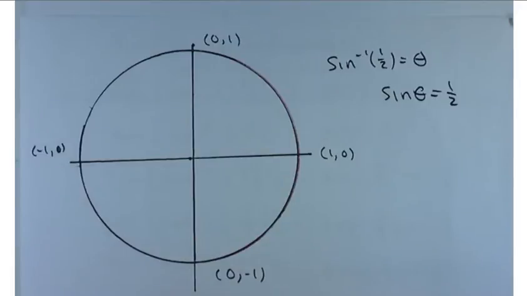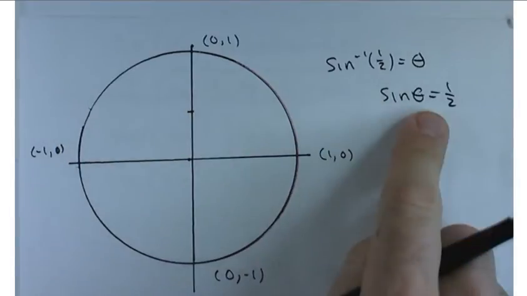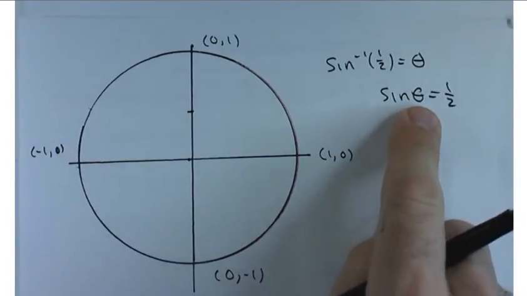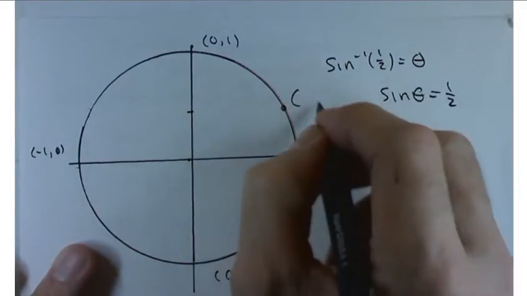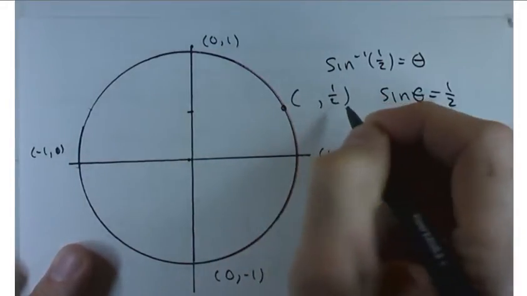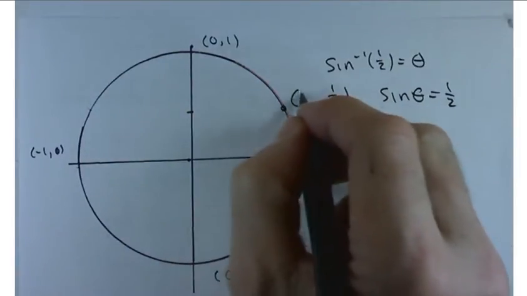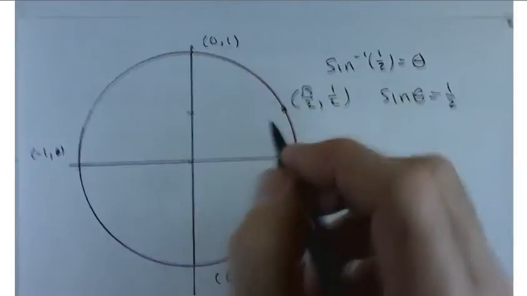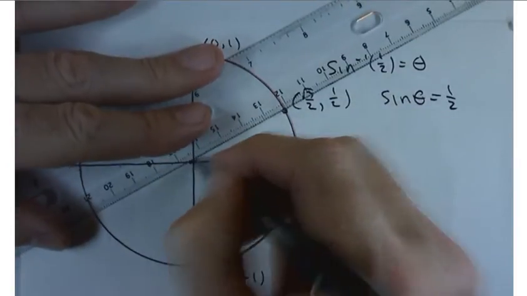Sine is which coordinate on the unit circle? It's the y coordinate. So what you're being told here, what you're trying to find is theta, so that the y coordinate is 1/2. And for some of you, that's a more and more familiar point. The coordinates there are square root of 3/2 and 1/2. And where does that happen? What angle? 30 degrees.